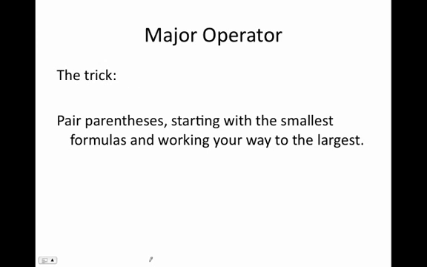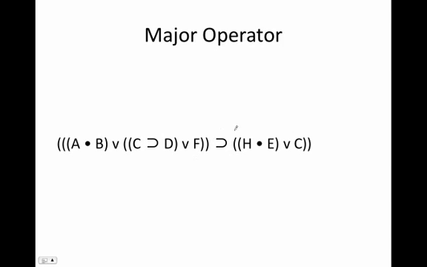Well, what's the trick? I just showed it to you, but we'll put it in words. You pair parentheses, starting with the smallest formulas, and then you work your way out to the largest. Anytime you have some parentheses, you'll have an operator. So it's almost like process of elimination. So again, here's a major formula. What's the major operator? Well, we'll start with the smaller parentheses. Right there, A and B, C horseshoe D, H dot E. By process of elimination, those can't be the major operator.